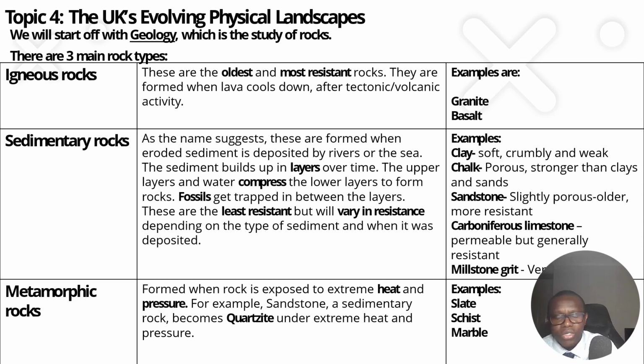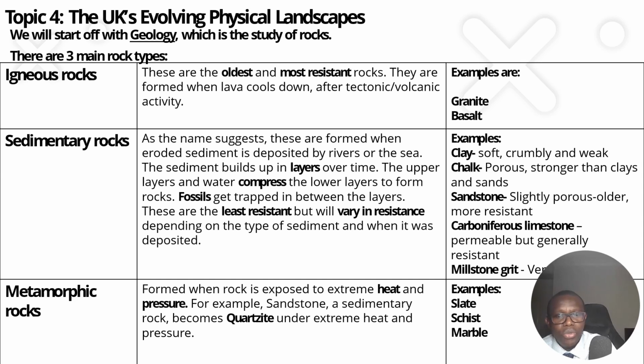So for igneous rocks, these are the oldest and the most resistant rocks, and they are formed from tectonic or volcanic activity. So when lava cools down, it will form igneous rocks. And examples here are granite and basalts.